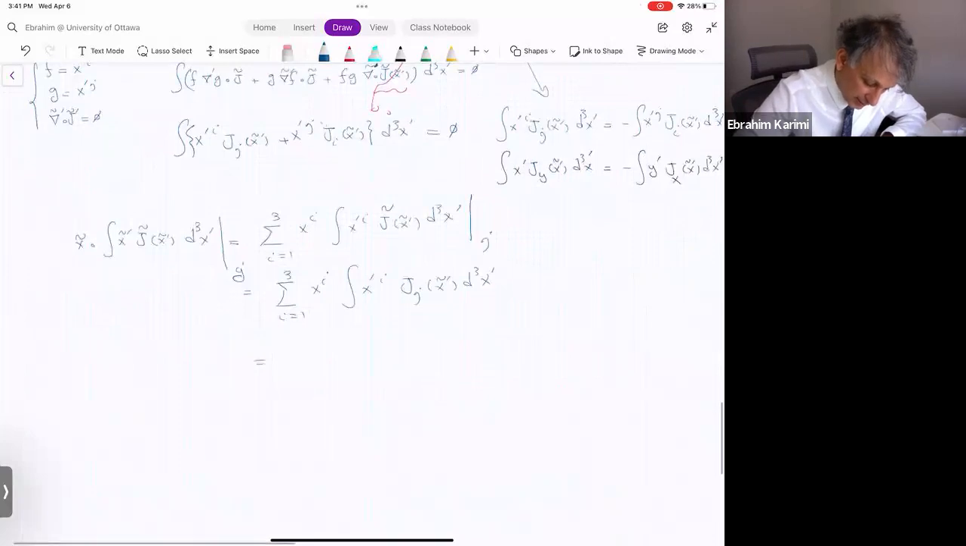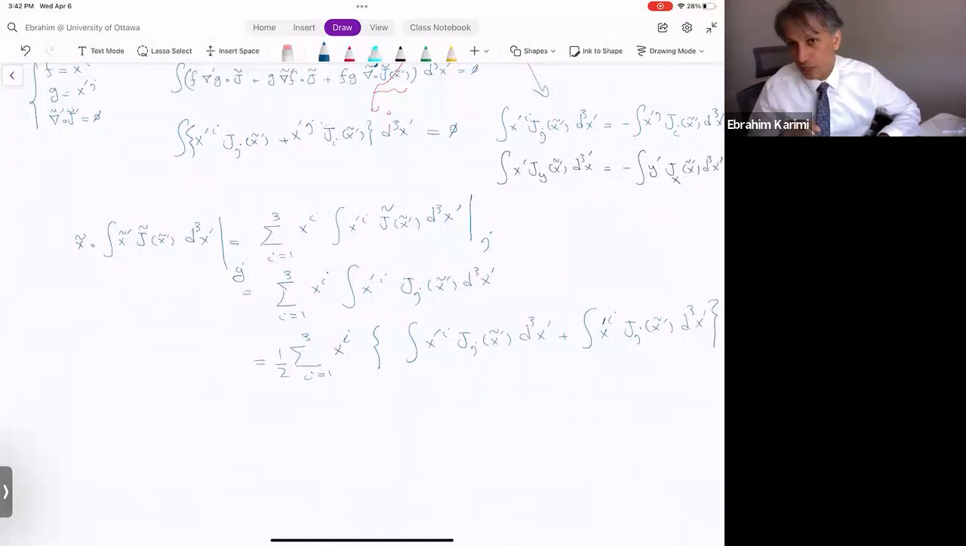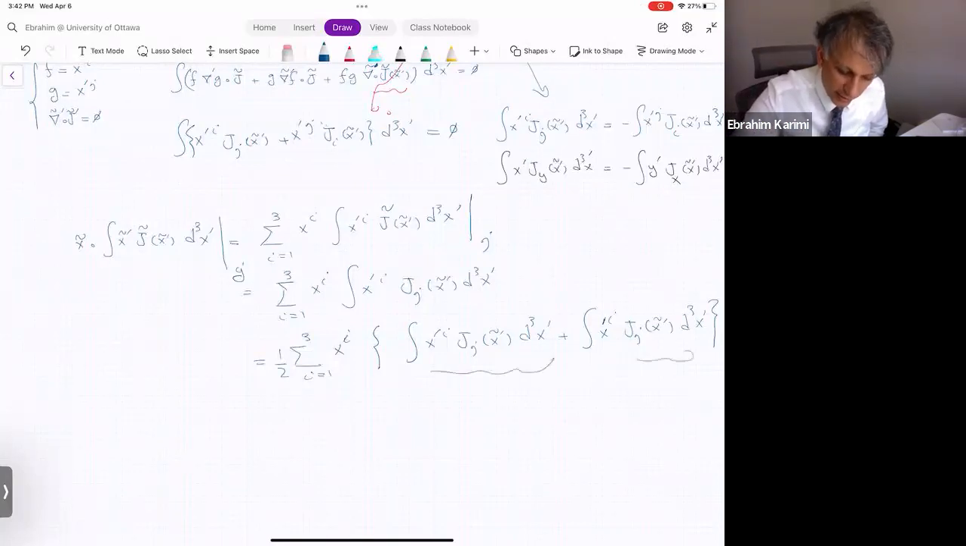So I will write that as 1/2 of the sum over i from 1 to 3 of x_i. Then I have two terms here: the integral of x'_i j(x') d³x' plus the same x'_i j(x') d³x'. Clear? I just write it as twice of these. These two are identical.